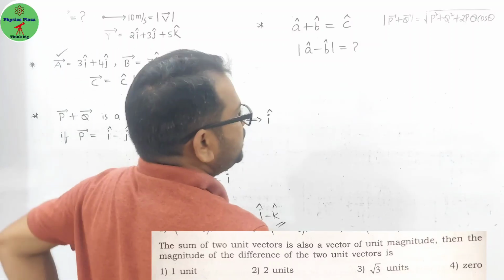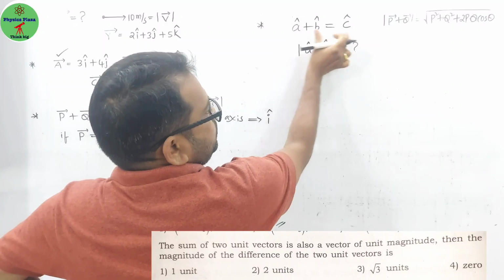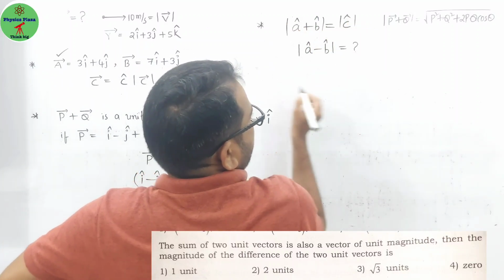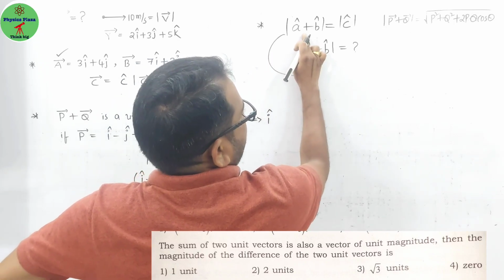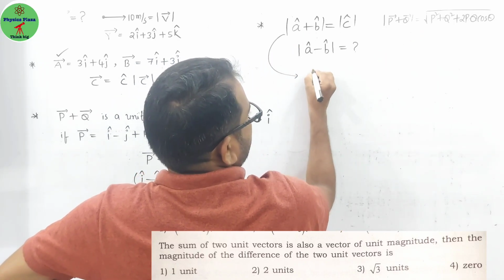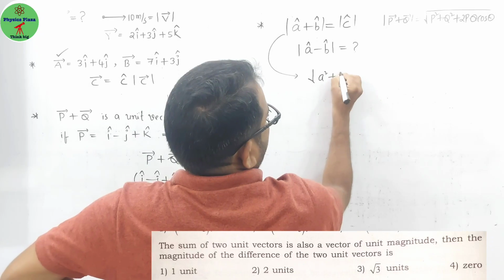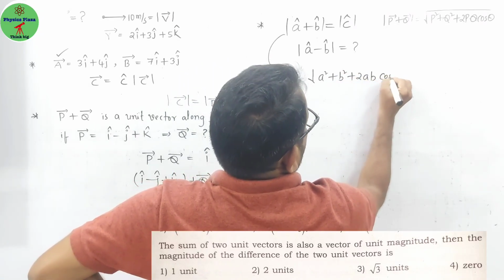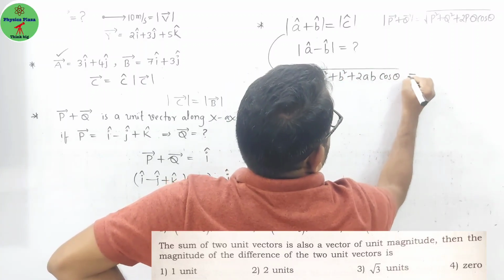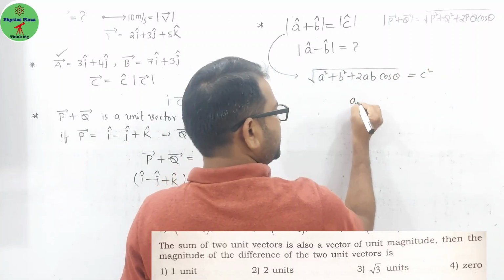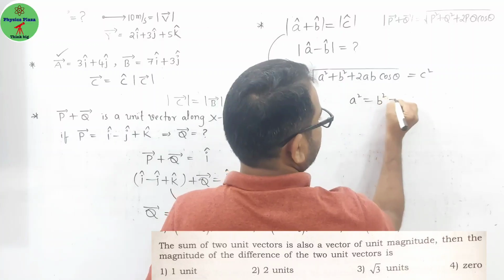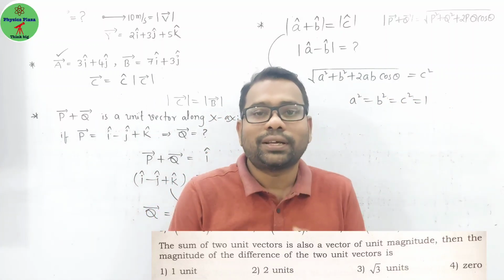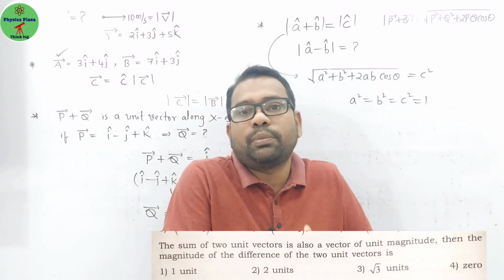Okay, fine. Now children, A plus B is equal to C cap. Let us take the magnitude and apply this formula. This will be A square plus B square plus 2AB cos theta is equal to C square. But children, can I say here A square is equal to B square is equal to C square is equal to 1? Why? Because they are unit vectors. Their magnitude is equal to 1. 1 square will be 1 only.